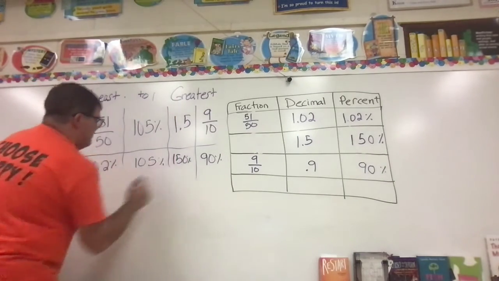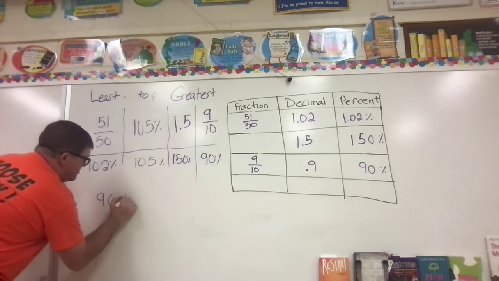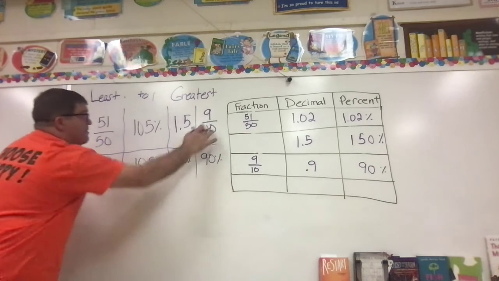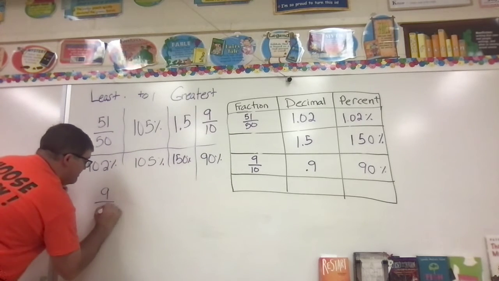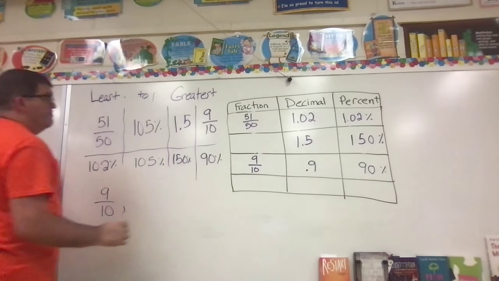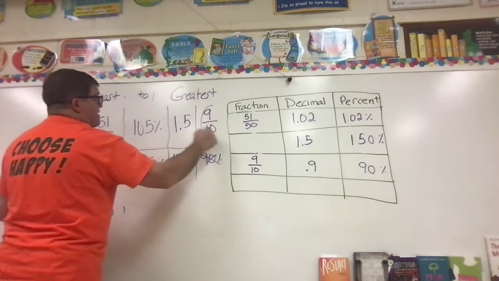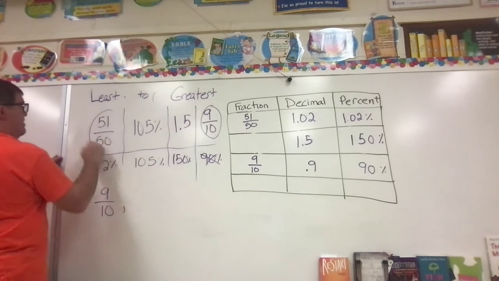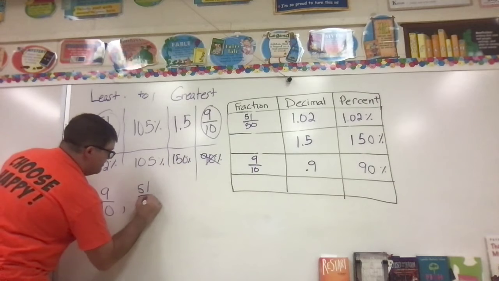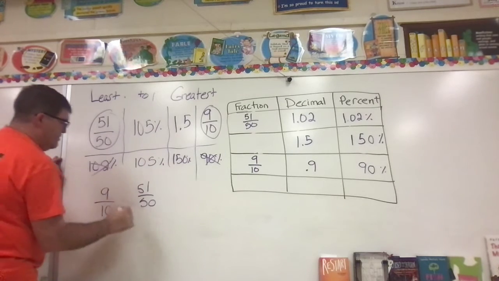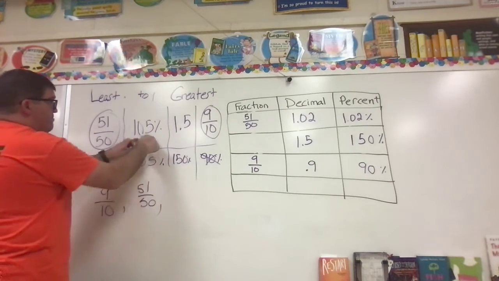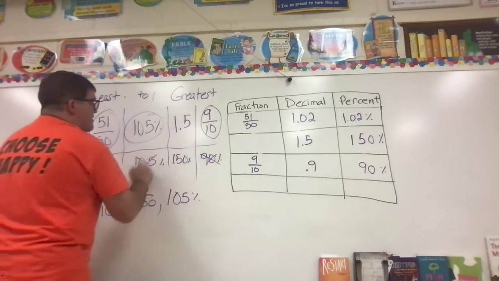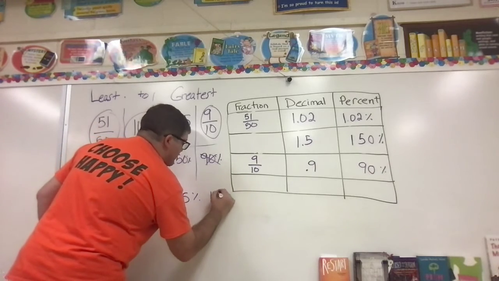Which one's smallest? Well, 90%. Oops, I did something wrong. I don't want to do 90%, I want to do the original. So 9/10 is the least. Then, which one's a little bigger? 102%, which would be this one, 51 over 50. Okay. Then 105%, which is the original. Then the last one is 1.5.